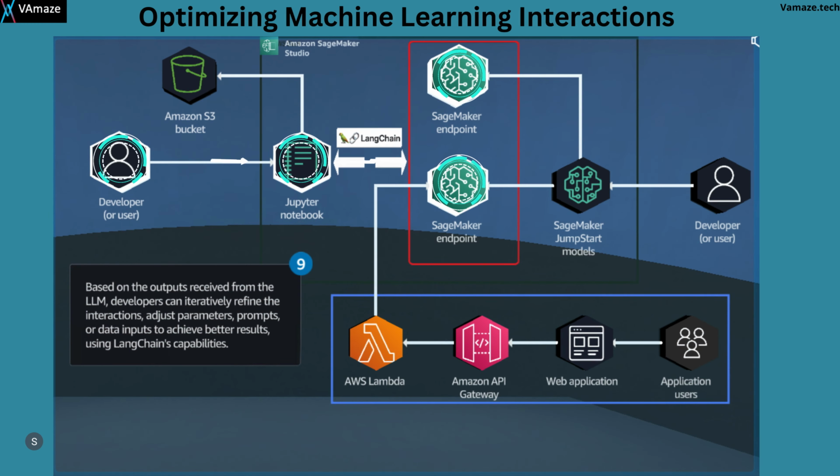So this slide focuses on optimizing the machine learning interaction. Based on the output received from the LLM, developers can iteratively refine the interaction, adjust parameters, prompts, or data input to achieve better results using LangChain's capabilities. This process enhances the efficiency and effectiveness of the machine learning applications.